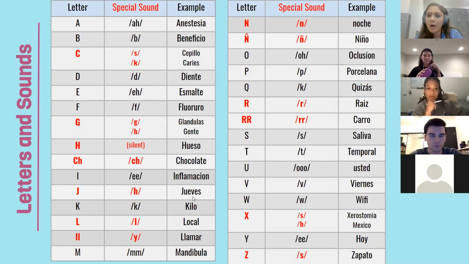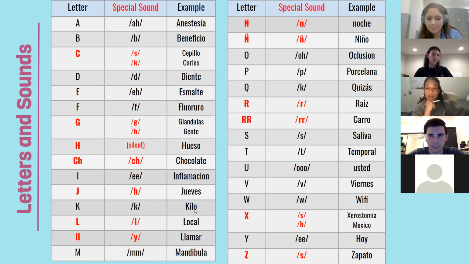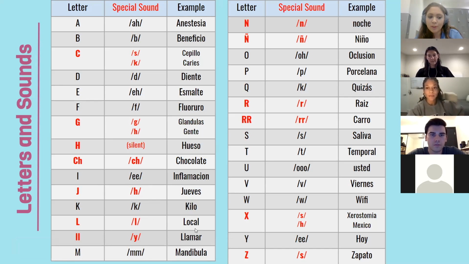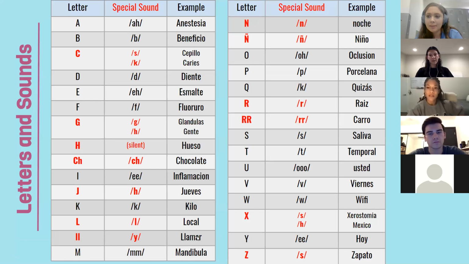So here is jueves. Jueves. And that's Thursday. Perfect. K, the same as English. So kilo. Kilo. L, same as English, local. Local, which is local. Then double L, it will sound like a G. So here's an example, llamar. Llamar.